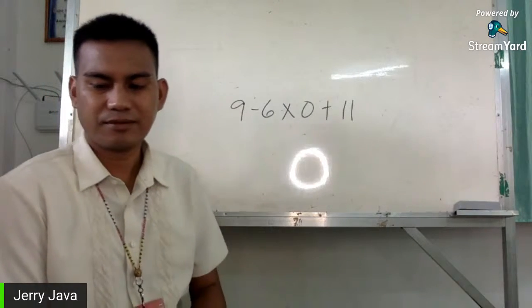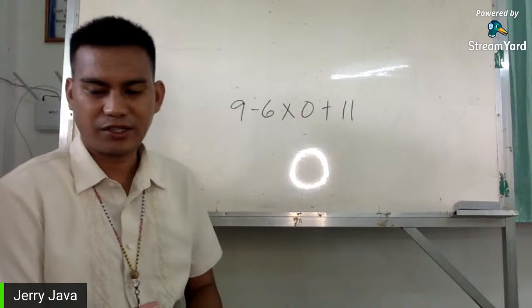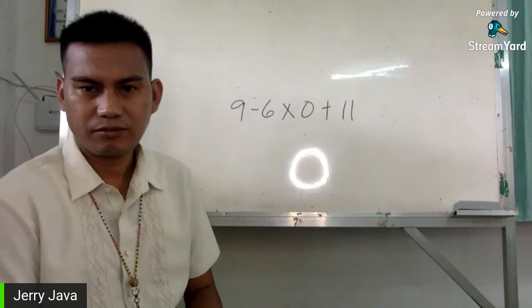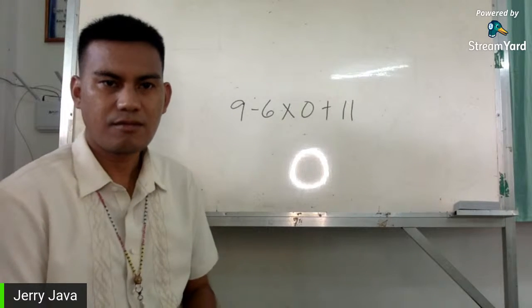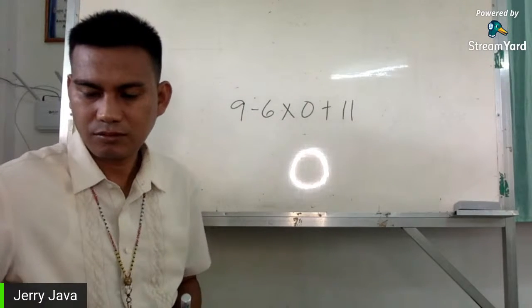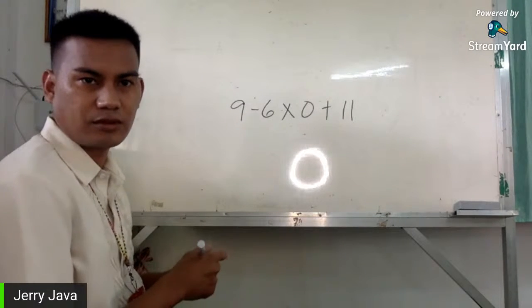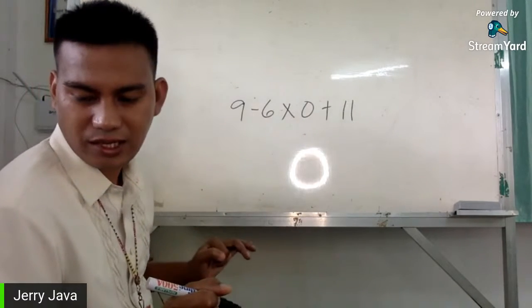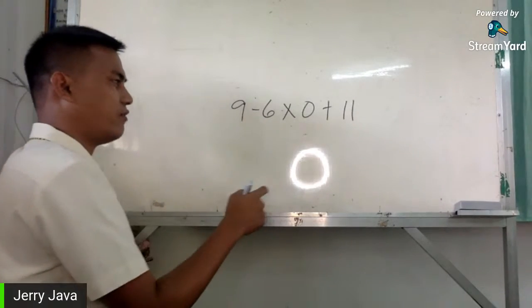Type in your answer, kids. It's okay if you have different answers, okay? Don't worry. There you go. Okay, some say 20, the others say 1. Let's try, okay? What are we going to do first? Let's read first. 9 minus 6 times 0 plus 11. What are you going to do first?